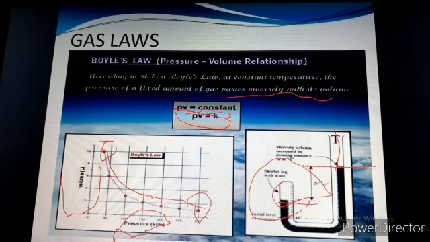Same number of molecules occupy a small space. If we increase the pressure on a particular amount of gas, it occupies a small volume, so it means its density increases.